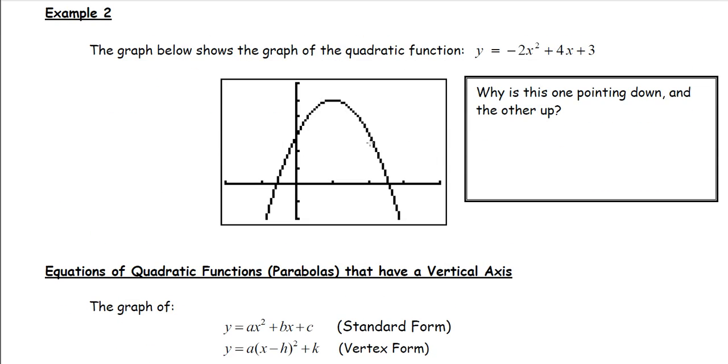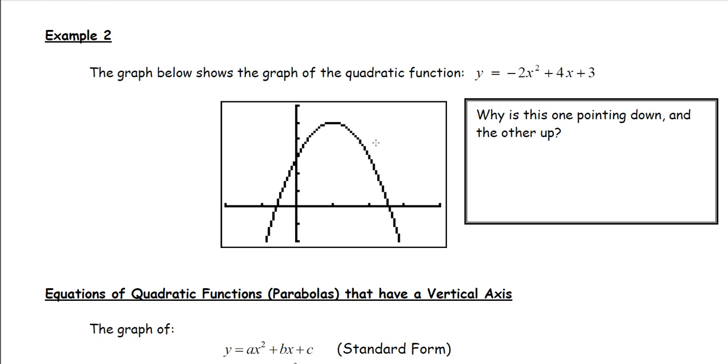So example 2. The graph below shows the graph of the quadratic function y equals negative 2x squared plus 4x plus 3. And what do you notice about this one? Well, this one opens down. Notice how the last one was opening up like a smiley face. This one's opening down like a sad face. Or you might hear a valley versus a hill.